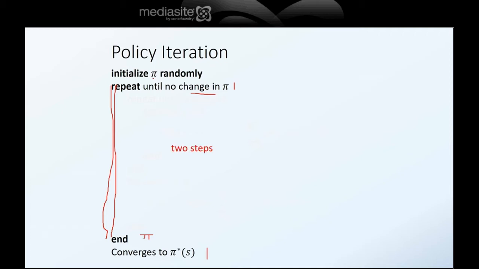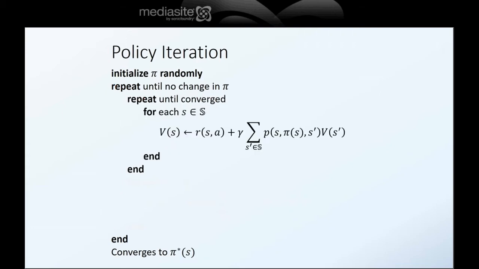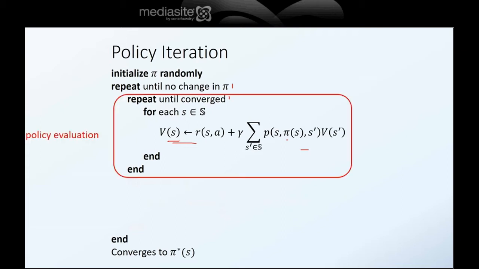Now, what's inside this outermost loop is two steps. So this is the first step that I've shown here. And this first step is another repeat until converged. And so what we are doing is we are simply applying Bellman's equation under this policy pi, which was initialized randomly for the first time. And then we will be updating pi, remember, not shown here. So this is simply Bellman's equation.